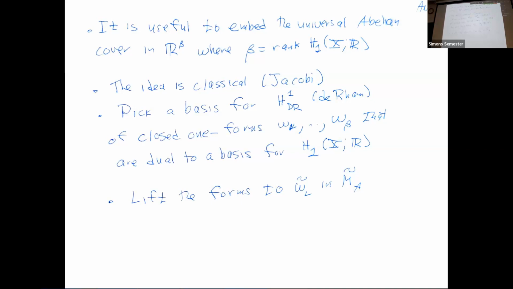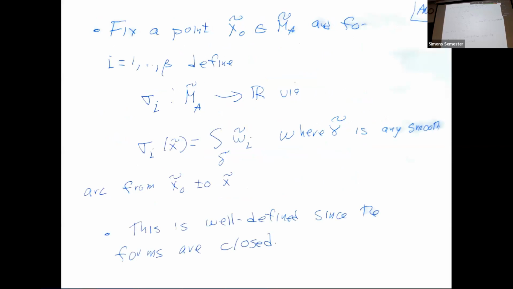You assume it's smooth, so you use de Rham cohomology. You pick a basis of closed one forms. They're nice, they're dual to a basis of H1. You lift them to the universal abelian cover. So it exists, you lift them. So you take the forms, you lift them, and then you use the forms to define a map from the universal abelian cover into R for each i.